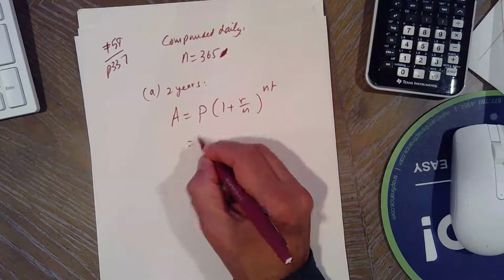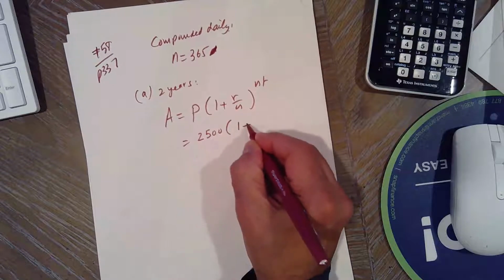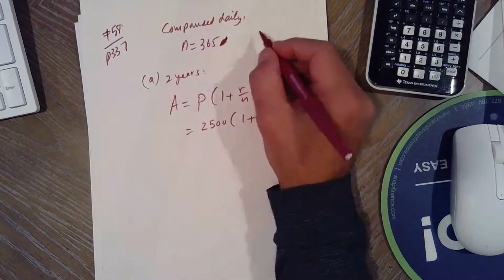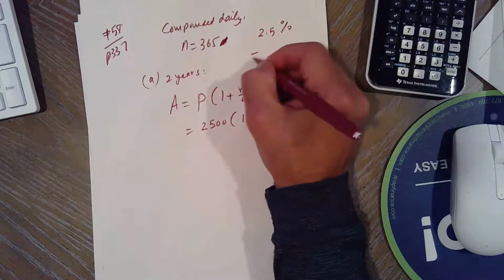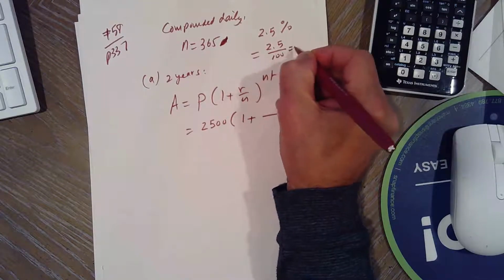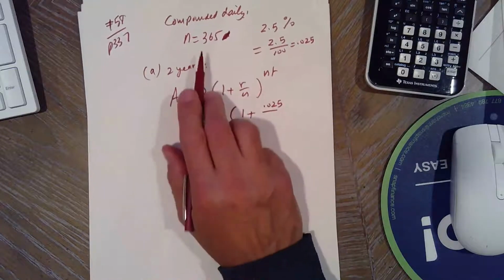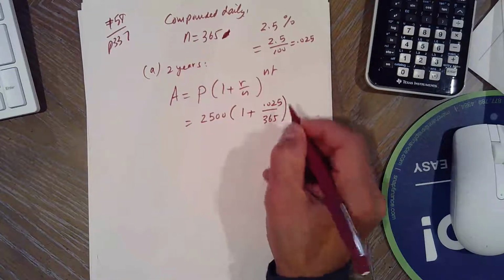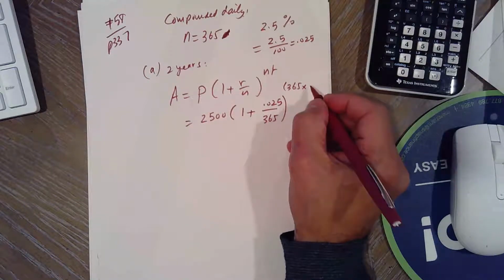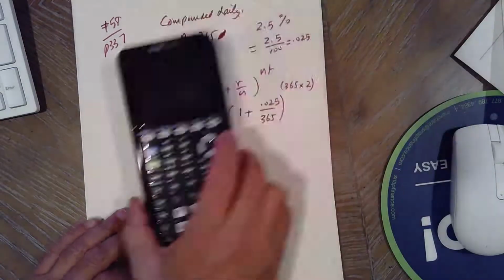So they want the balance. How much is the principal? 2,500. The rate, 2.5%. So if we move the decimal 2 places to the left, you're dividing by 100 basically. So it's 0.025. That's what you're going to put in there, okay? And the number of compoundings per year is 365. And then in the exponent, 365 times how many years did we say in part A? 2.